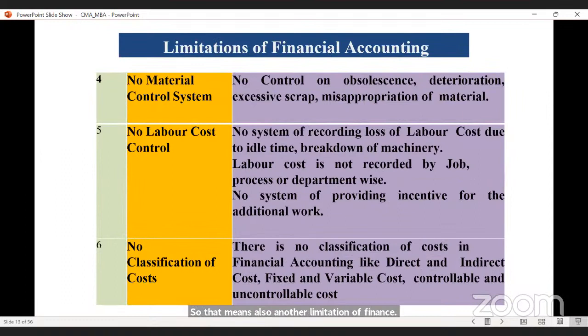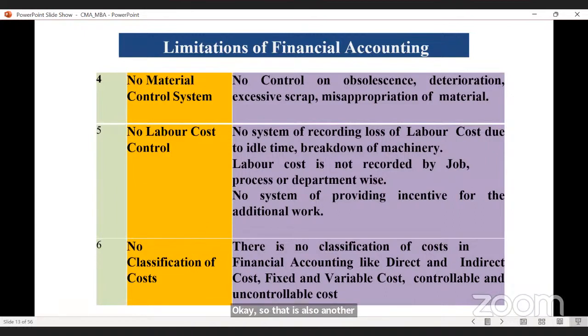Again, no material control system. That means no control on obsolescence, deterioration, excessive scrap, misappropriation of material. It is simply recording the overall stock of the material, that means the closing stock at the end of the period. Simply it will record, but it is not taking any initiative or steps to control the obsolescence, that means expiration of material, deterioration of materials, excessive scrap, that is wastage of the material, misappropriation of the material. Okay, so that is also another limitation.